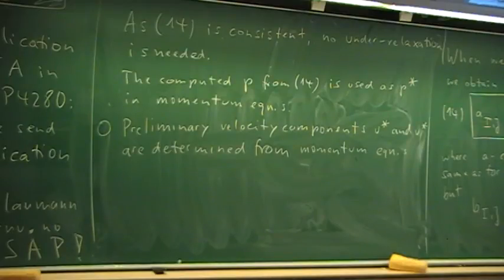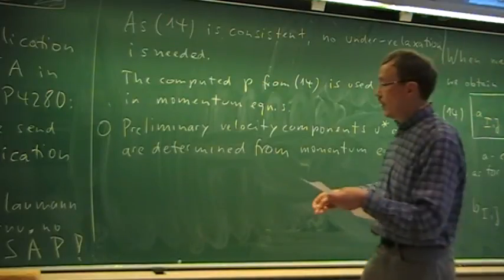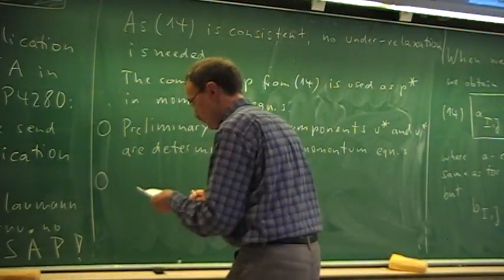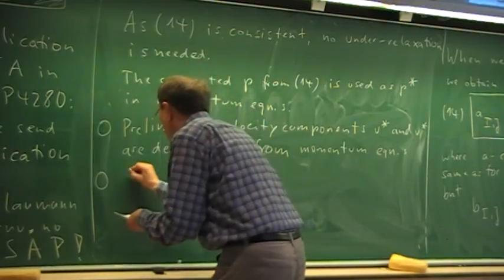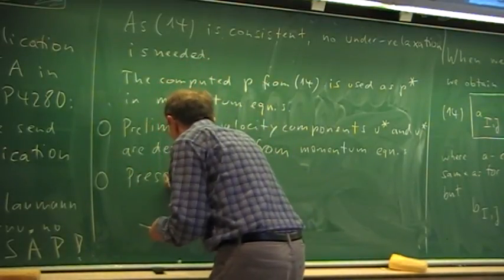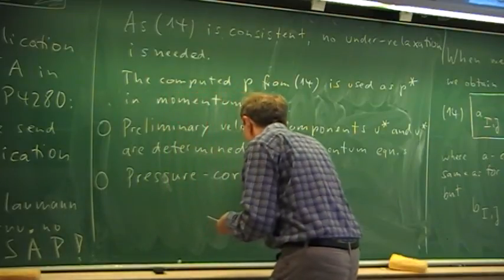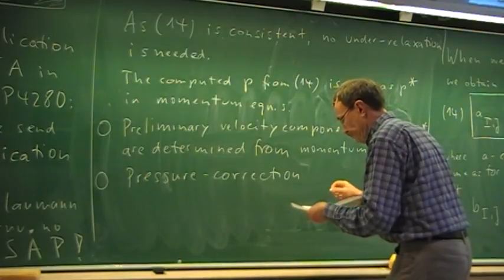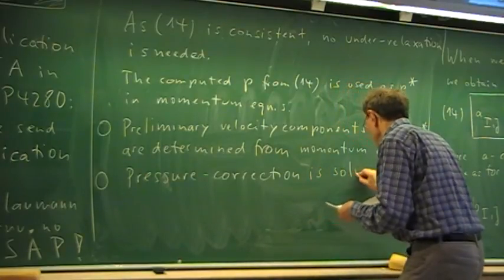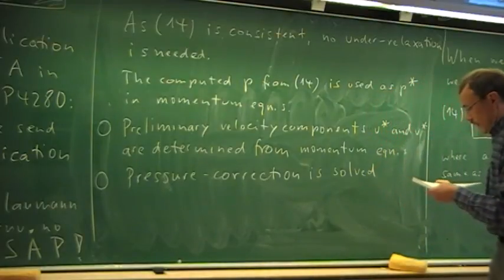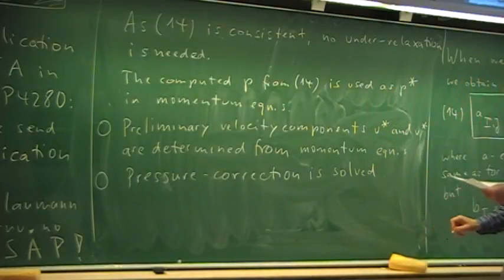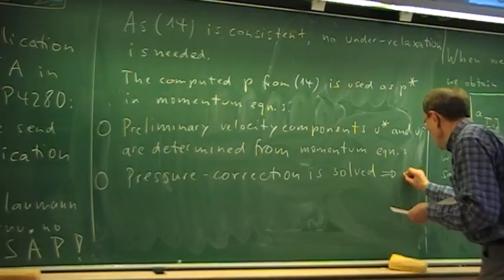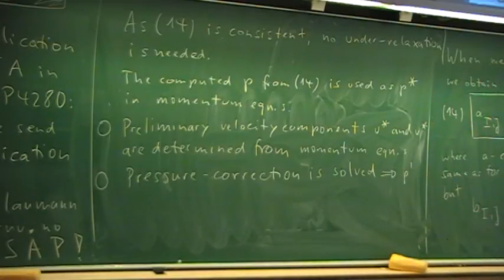The next step, now we are again in the SIMPLE mode, is that we solve the pressure correction equation, and from that we get the P prime, the pressure correction. But with that P prime we only correct the velocities.